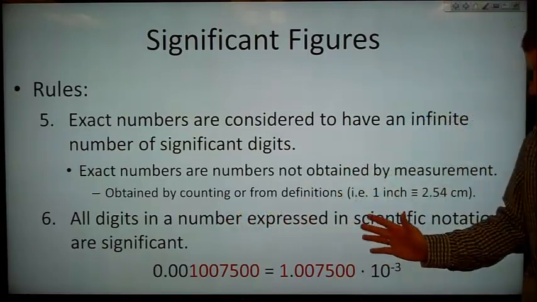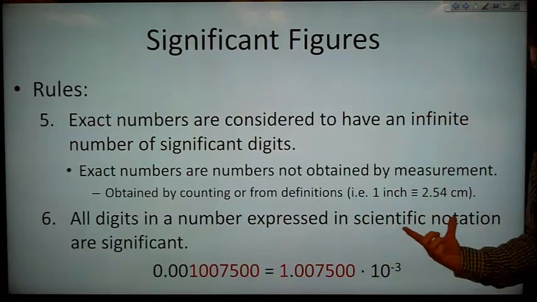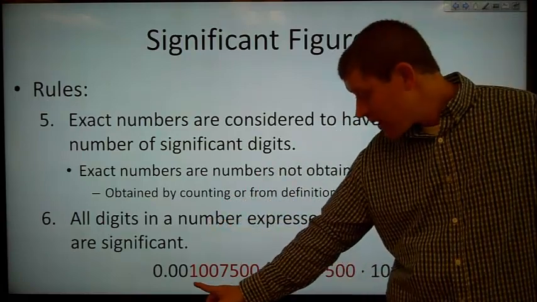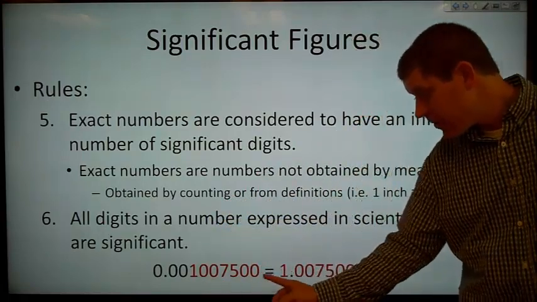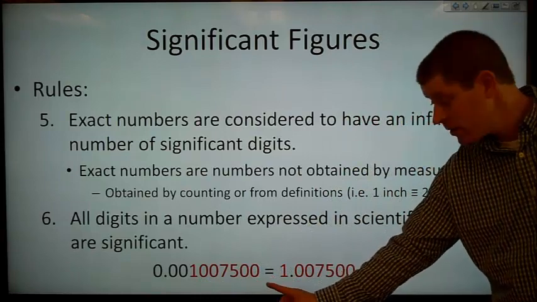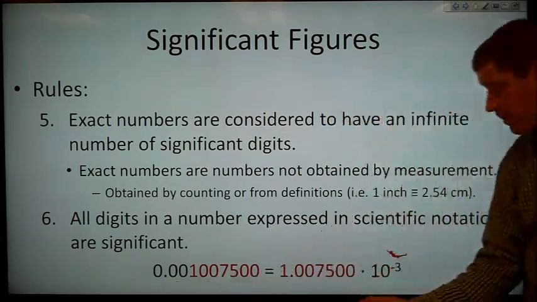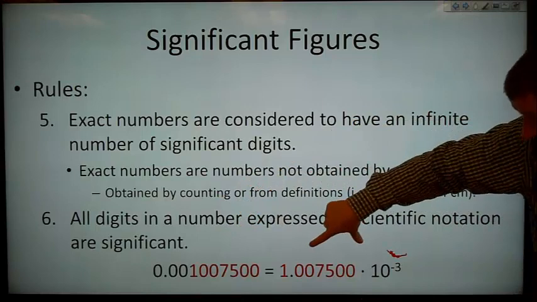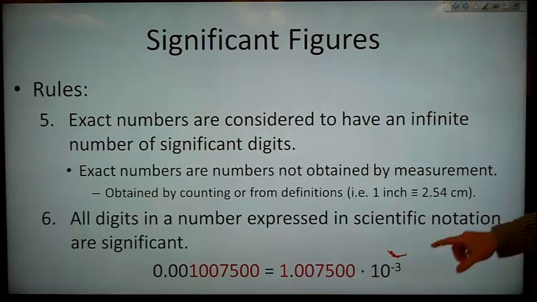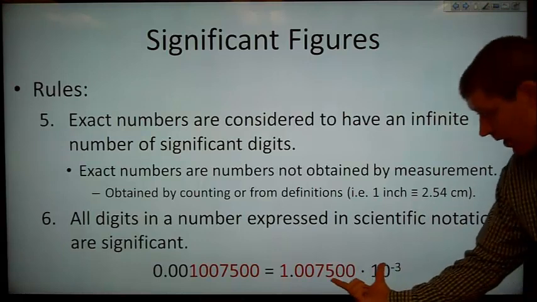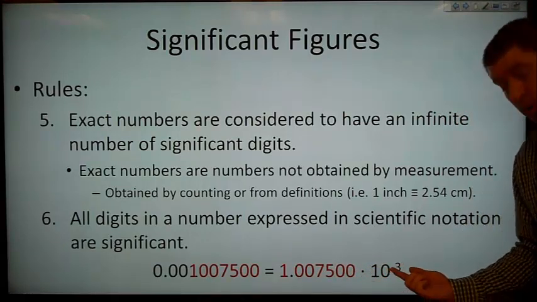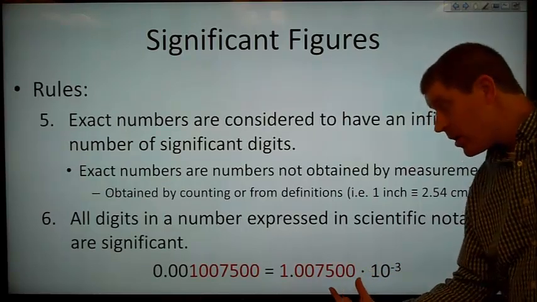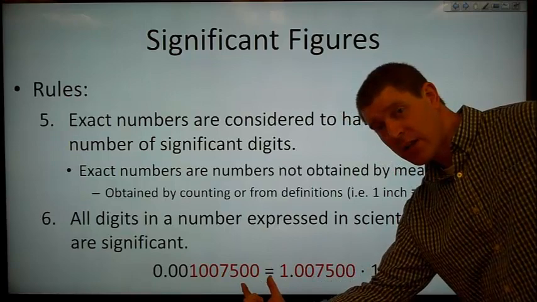So all digits in a number expressed in scientific notation are also significant. So if we wanted to write this number, remember, we know that the 1, the next 2 zeros, the 7, the 5, and the following 2 zeros count. These last 2 zeros count, remember, because we have a decimal point. We need to write all of those digits that count. So all of the red digits there need to be written over here. So if we write that in scientific notation, we have 1.007500 times 10 to the minus 3. We have to include those 2 zeros here because they were significant there.